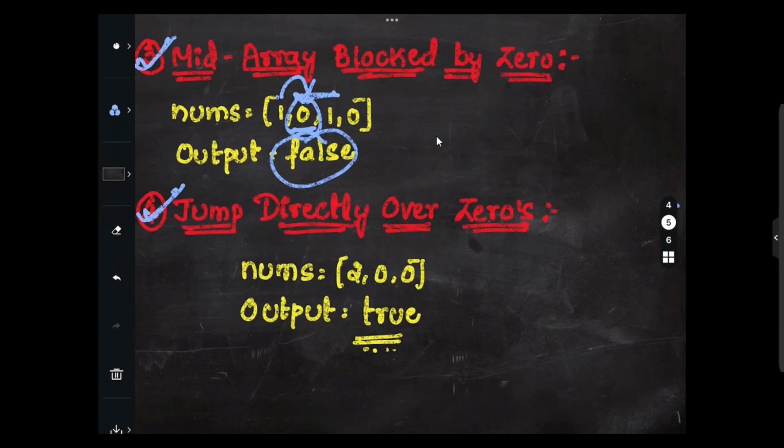Let's move on with the fourth edge case: jump directly over zeros. We have 2 0 0 here. We can directly jump from 2 to the last index, over the zeros, so we can reach the last index and we'll return true in this case.